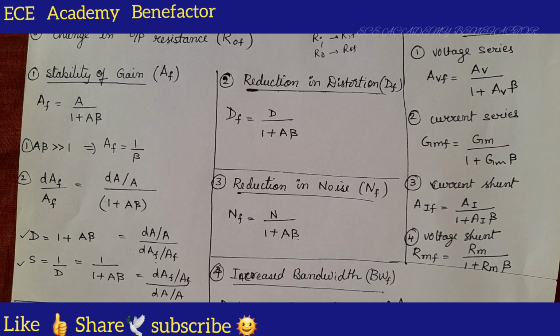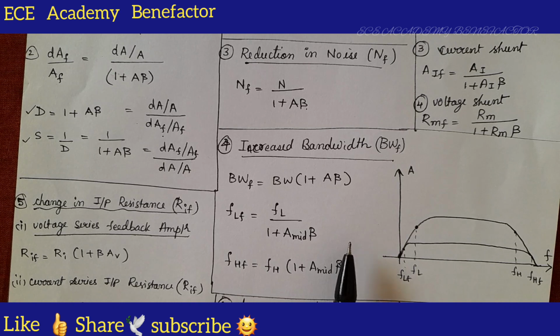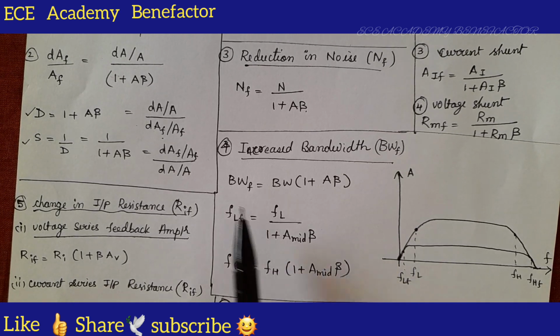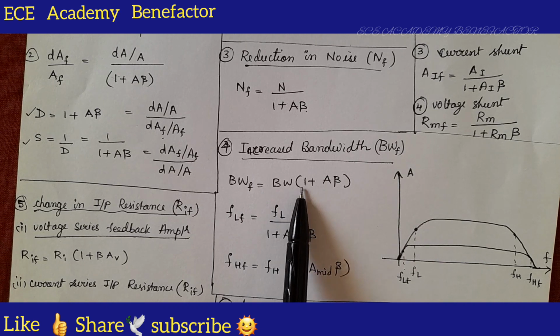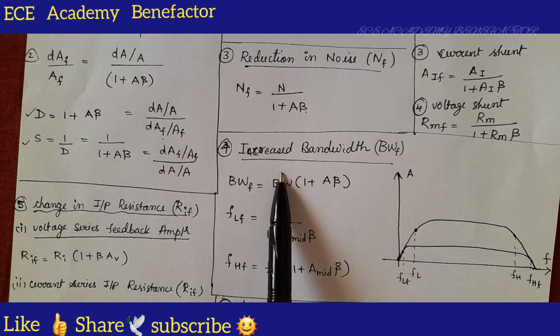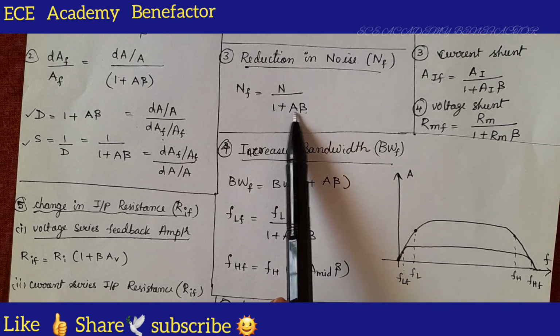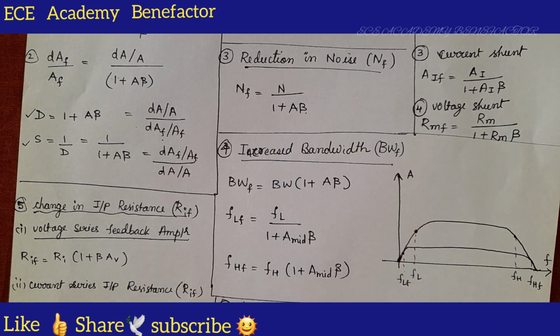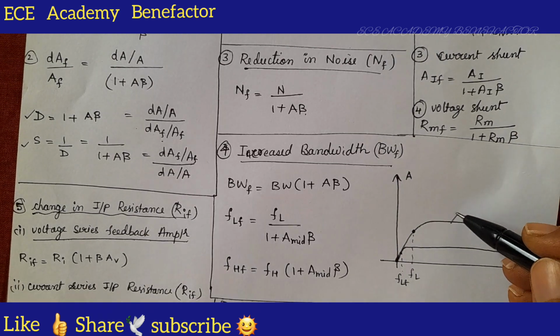Now coming to increased bandwidth, it can be easily proved by the equation BWF is equal to BW times 1 plus A beta. If it is increased, multiply the term BW with 1 plus A beta. If it is reduced, divide by 1 plus A beta. So the equations are easy to remember also. This is a frequency response graph. This one is without feedback.